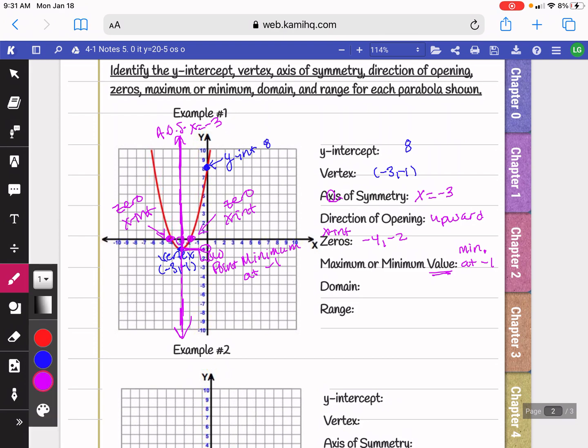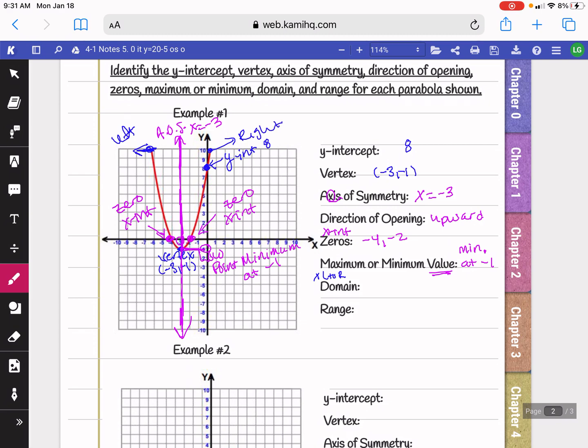Domain, we learned previously. For domain, you look left to right. And it tells you your x's. So left to right, and you look at your x values. So on the left here, this one's going to keep going left. And on the right, it's going to keep going right because it doesn't have endpoints. So it's going to keep going left and right. If it keeps going left and right, that means your domain, which tells you the x's that your graph can have, is going to include all numbers. So our domain here would be all real numbers.